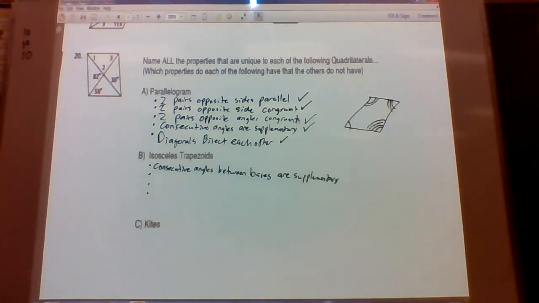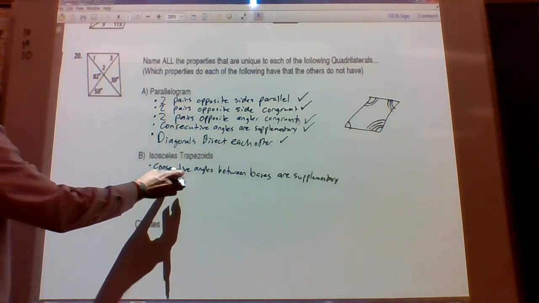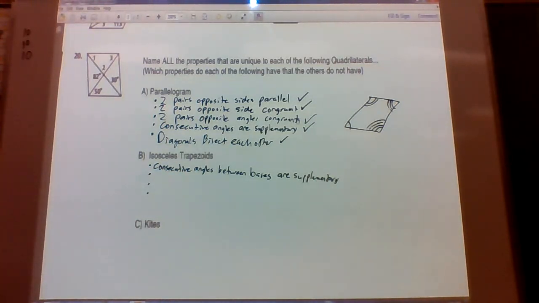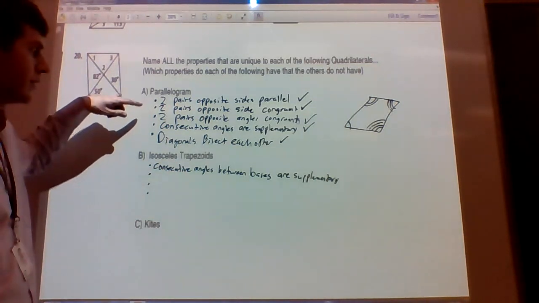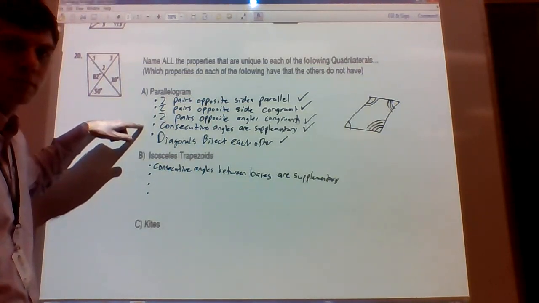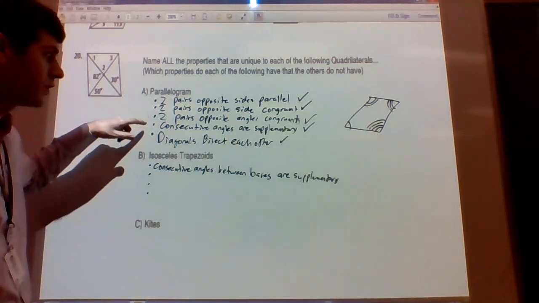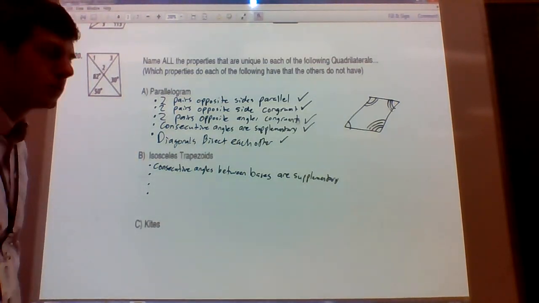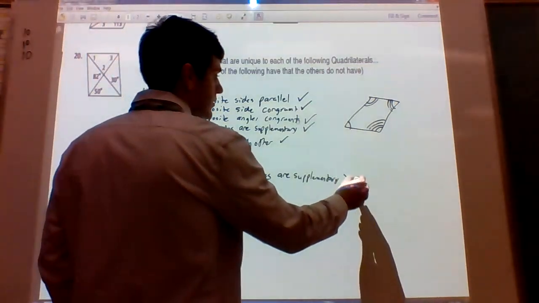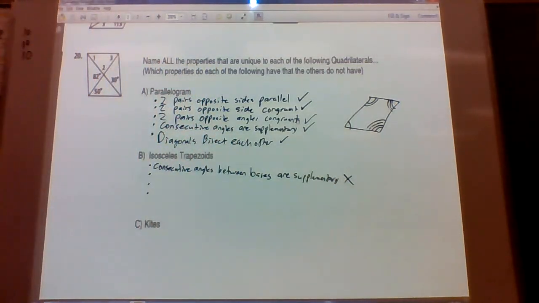So the consecutive angles between the bases are supplementary. That's not really going to be a unique property, because we know parallelograms have all their consecutive angles supplementary. So this one we're going to say is not going to be a unique property unless we know for sure that the other one is not consecutive.